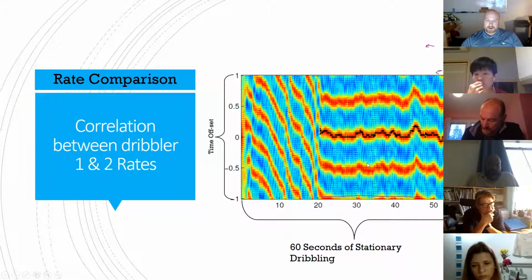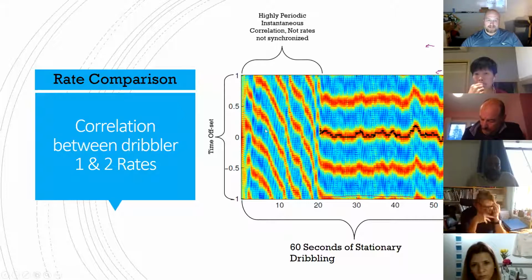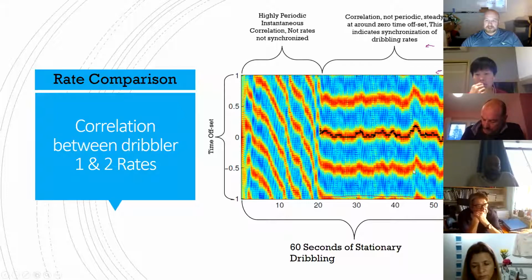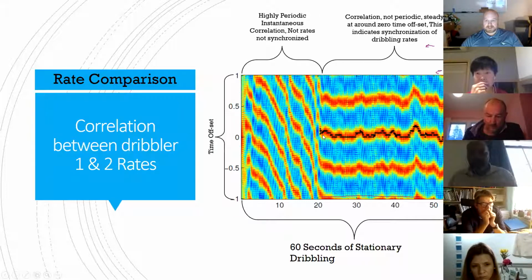So if we look here, we can see a point where they were not correlated at all, meaning they were not synchronized. And then we see a position at about 40 seconds where they completely synchronized. So this is an indication that they did synchronize after 20 seconds. And what is interesting about this is it's not simply the same rate. They are actually synchronizing at the 0 time span.